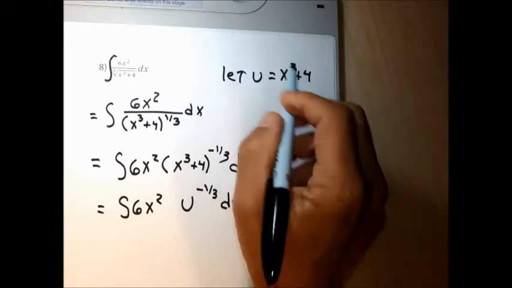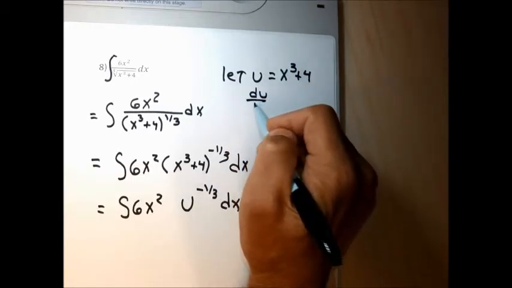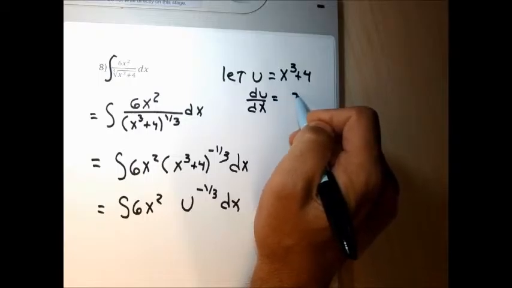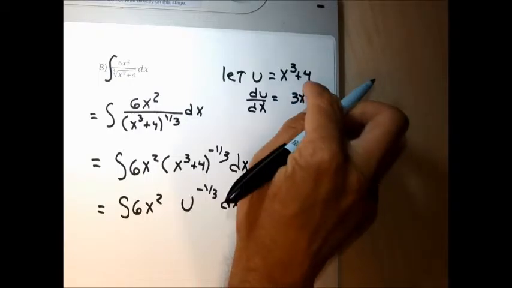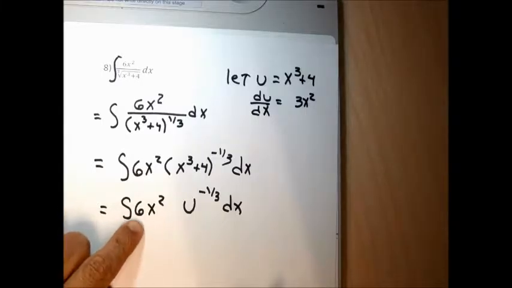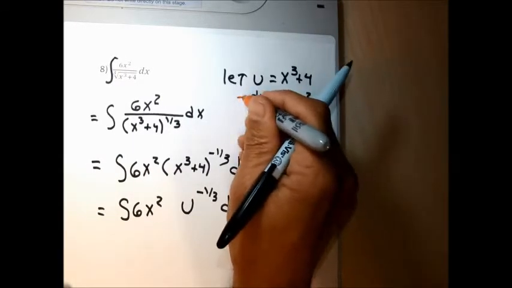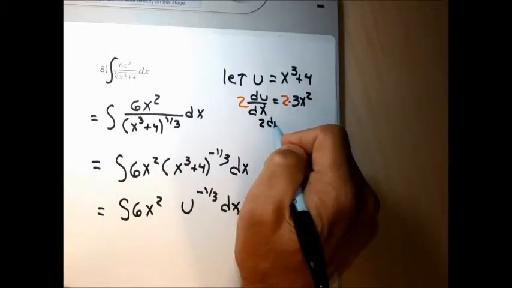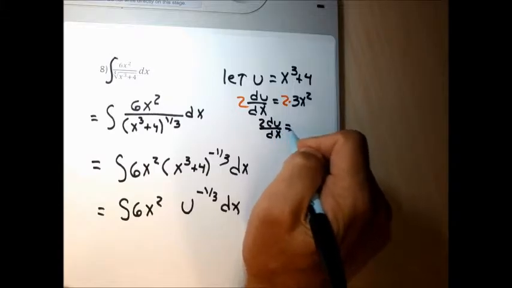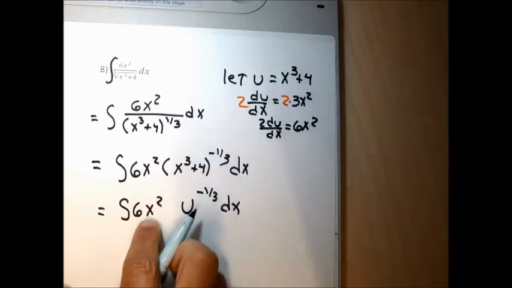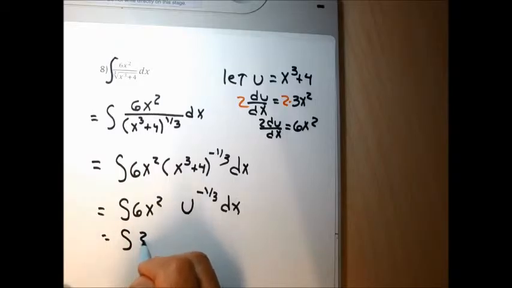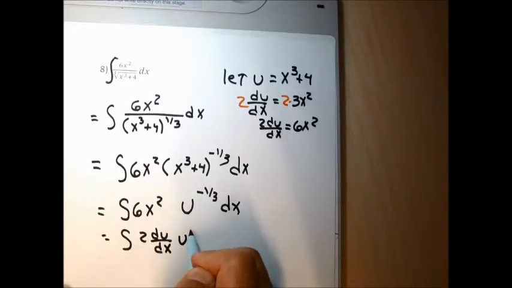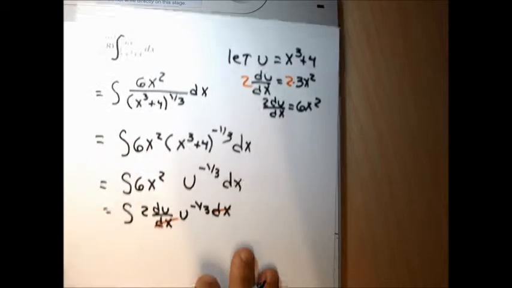I'm going to take the derivative of this. I'm going to get du/dx equals 3x squared, and the derivative of 4 is 0. I need a 6x squared, so I'm going to multiply both sides here by 2. And it's going to give me 2 du/dx equals 6x squared. So for the 6x squared, I'm going to replace it with a 2 du/dx. I'm going to cancel the dx's and write the du in a nice place.